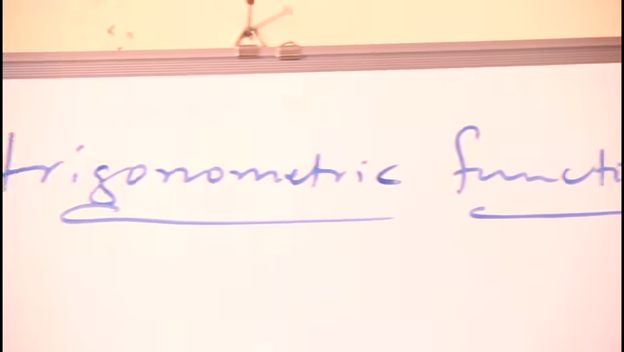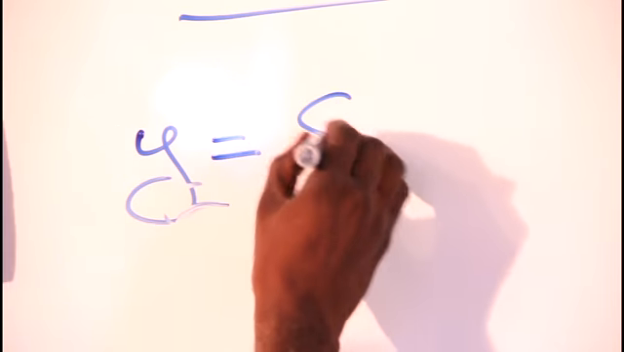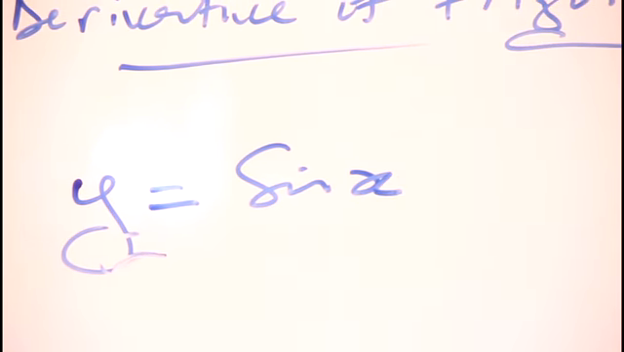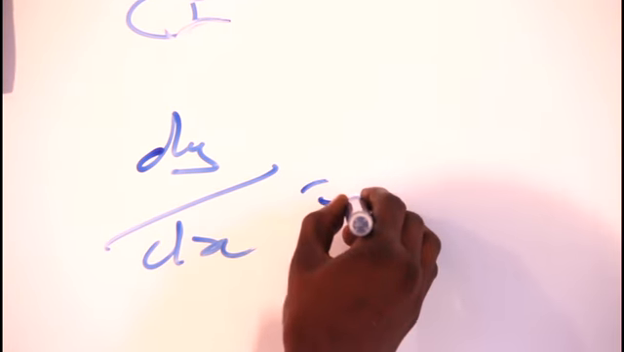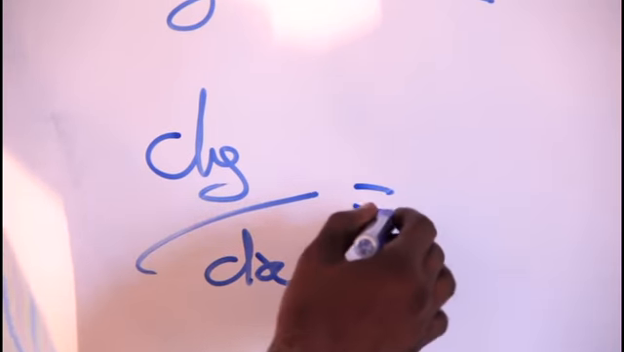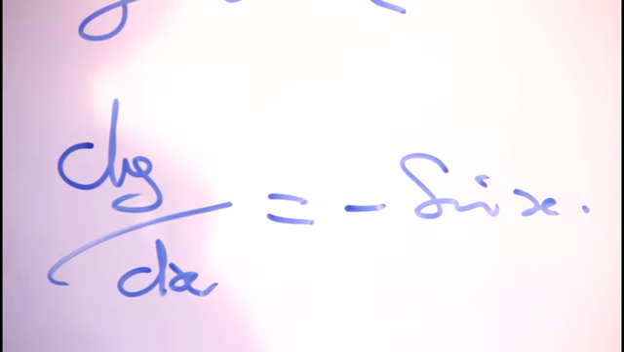Now, we are already conversant with how to find the derivative of a function, maybe y being equal to sine x. We said that the derivative, that's dy over dx, will be equal to cos x. That one is previous knowledge. Now, if a function y is equal to cos x, we said that the dy over dx of this will be equal to minus sine x. Yes, we are conversant with this.